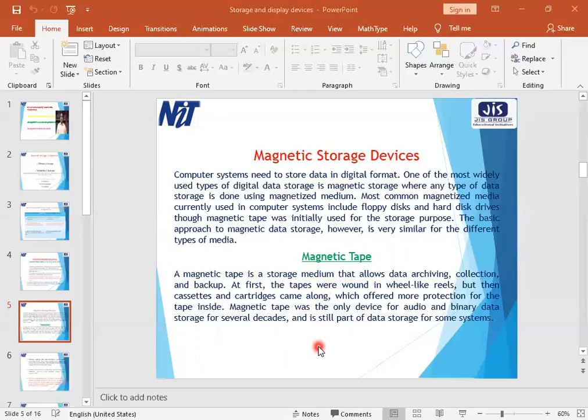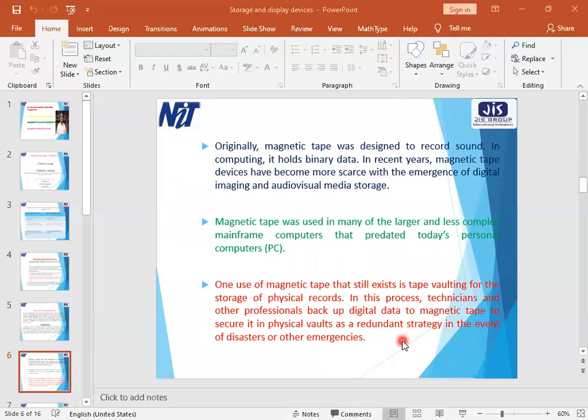At first, the tape was wound on wheel-like reels, but then cassettes and cartridges came along, which offered more protection for the tape inside. Magnetic tape was the only device for audio and binary data storage for several decades and is still part of data storage for some systems.